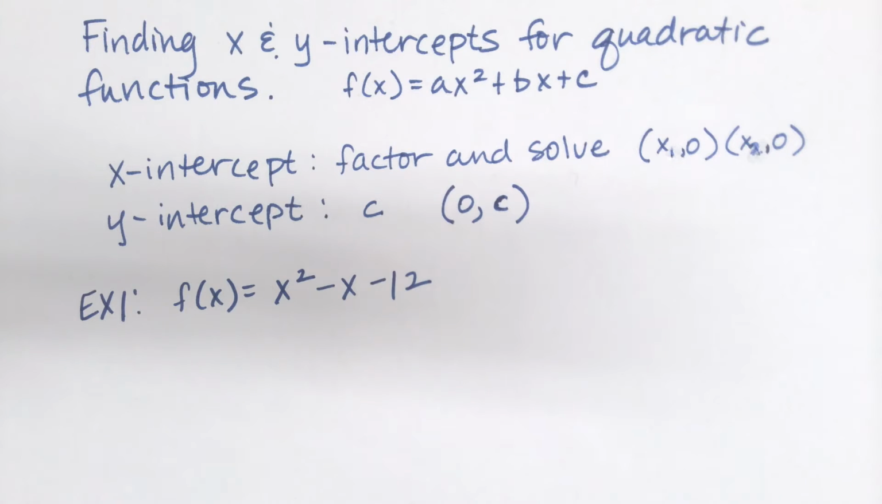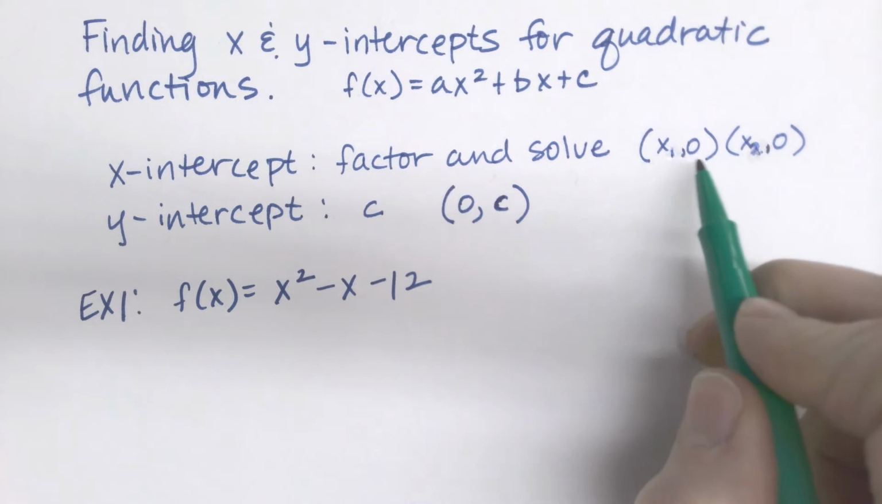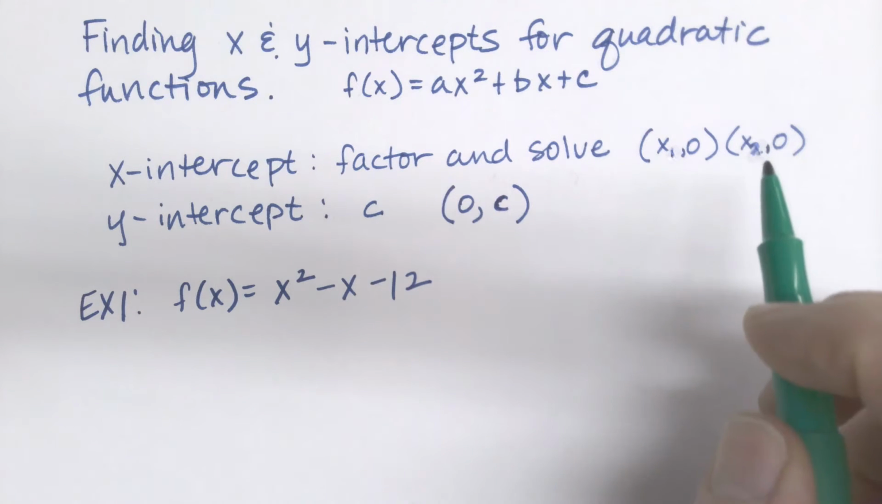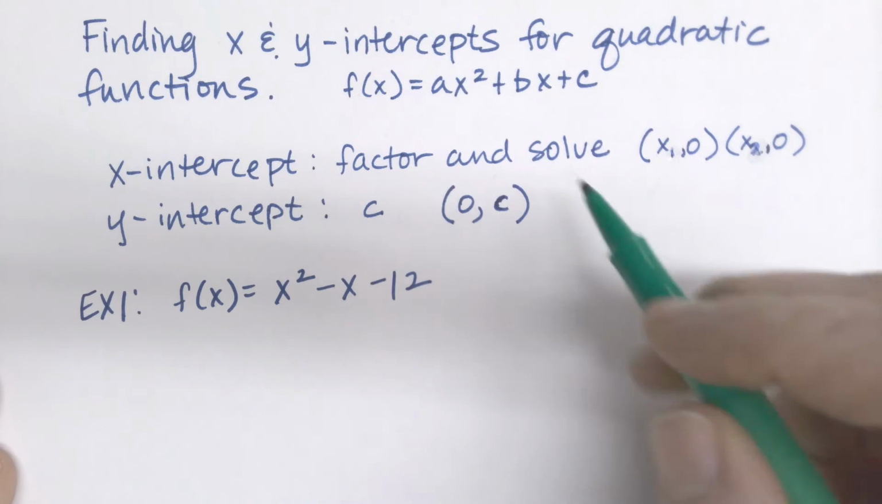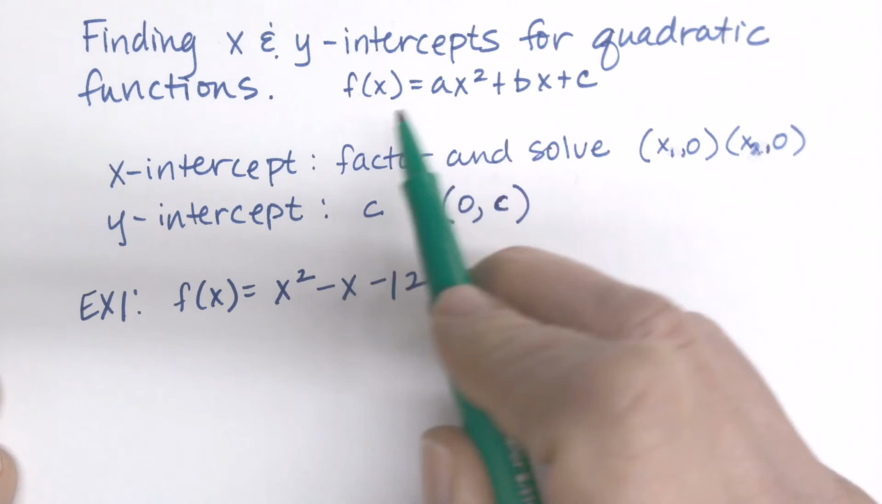A couple days ago we found x and y intercepts for lines, and we did that by plugging in 0 for y when we were finding the x-intercept and plugging in 0 for x when we were finding the y-intercept. And then we'd write them down as points and use those points to graph the line. Well, we can do the same thing with these quadratic functions.